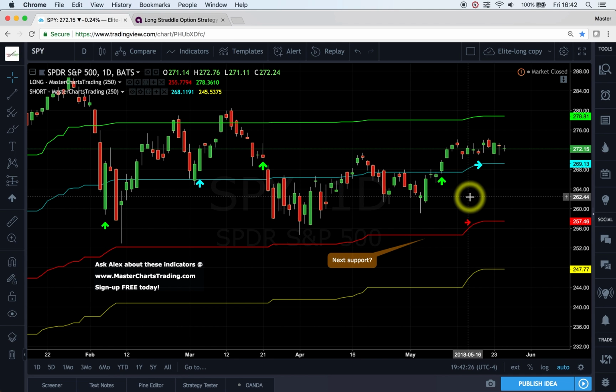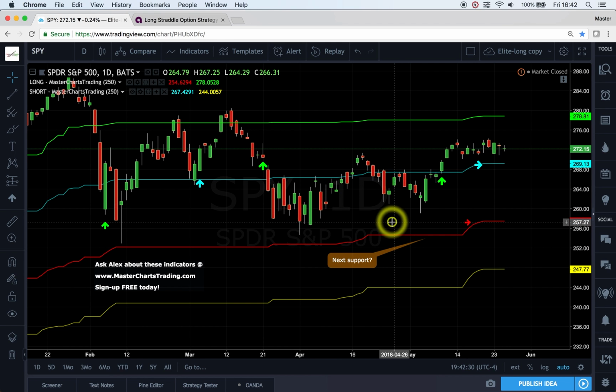Again, SPY is basically the barometer of the market. The S&P 500 is the barometer of the market. So some sectors outperform, some sectors underperform.